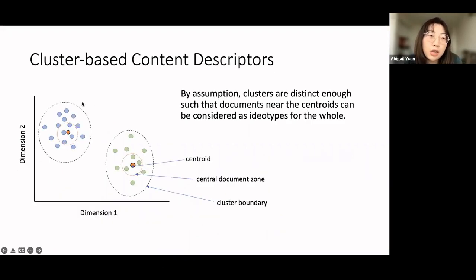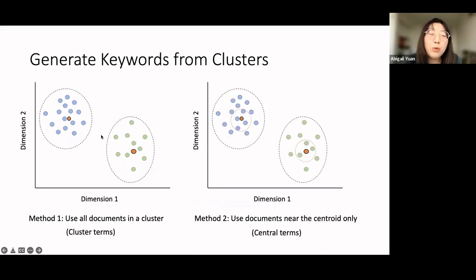To use these clusters as a content descriptor for an unknown collection, we usually use the information of the centroid. In terms of document clustering, we don't have an actual centroid, but what we have are the documents near the center. So we use the central document zone to represent the content of a cluster. But we still don't have evidence to say that these centroid documents are more representative and descriptive than other documents within the clusters. So we have two ways to generate keywords from clusters.